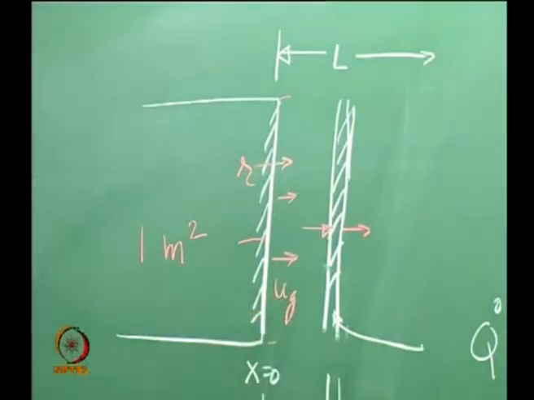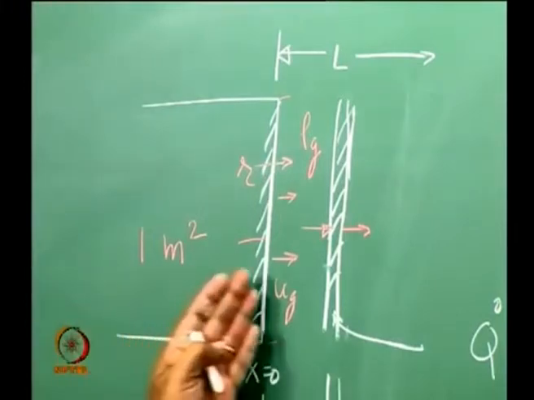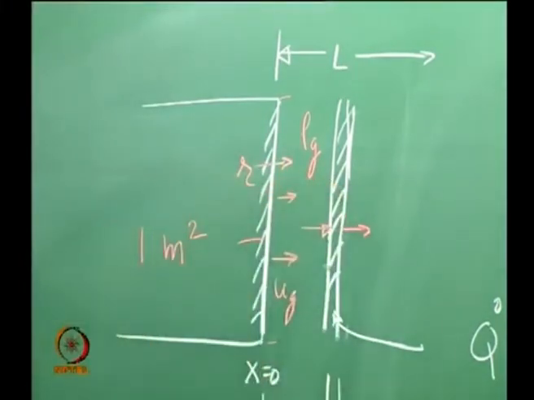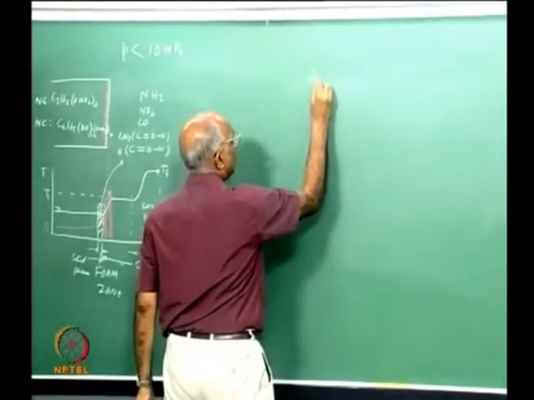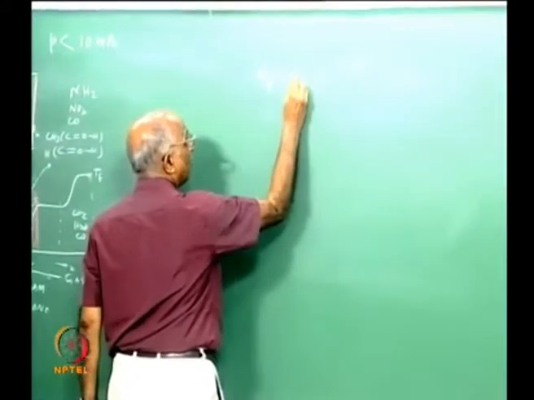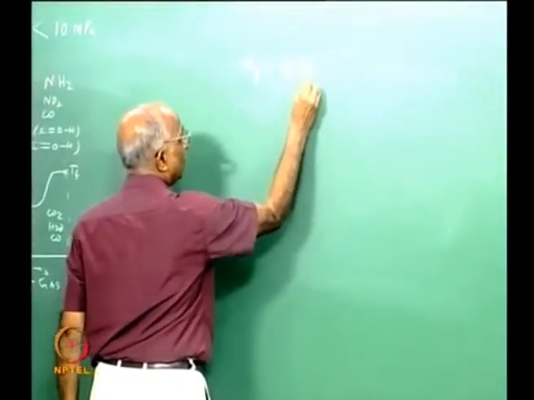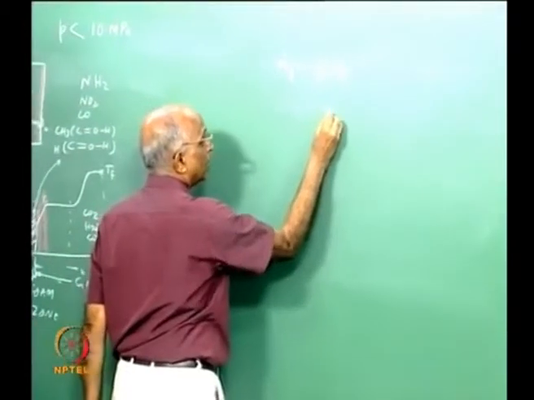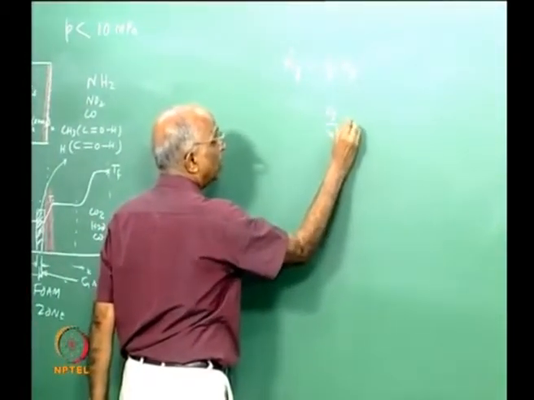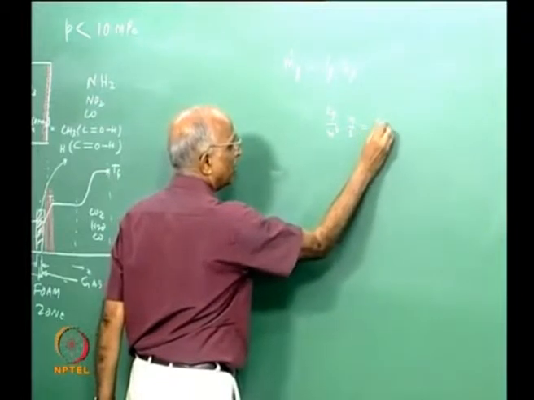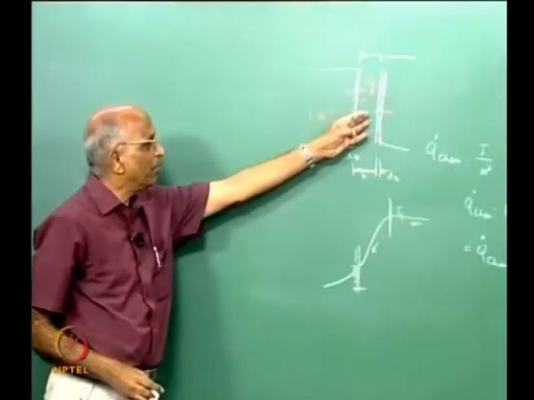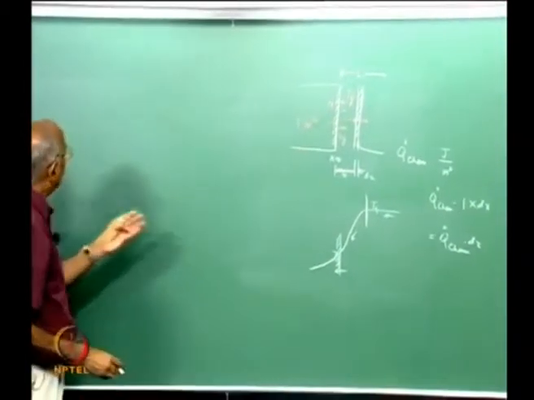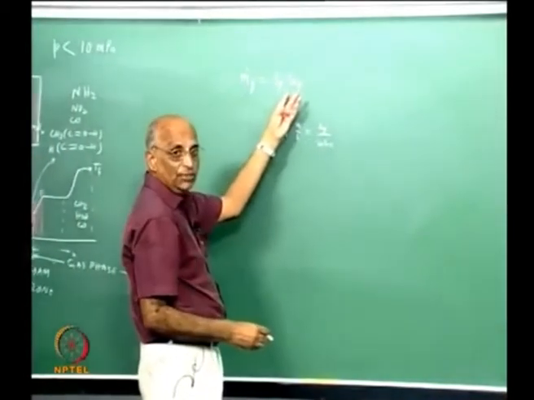Let the mean density of the gases here be rho g. Therefore the mass flow rate at which the gases are entering this control volume is m dot g per unit area I am taking. Therefore I have rho g into ug, that means I have so many kilogram per meter cube into meter per second, therefore so many kilogram per meter square second. Since I am considering unit area, the rate at which gas is moving, or the mass flux, is equal to rho g into ug.